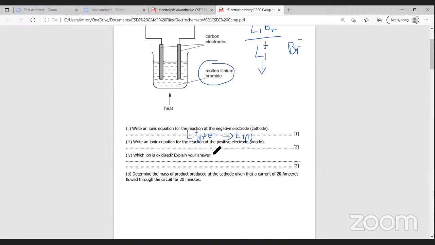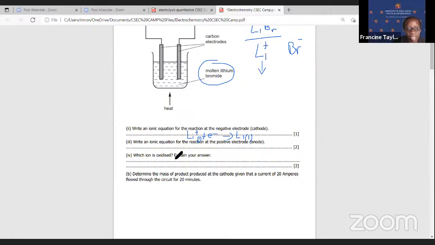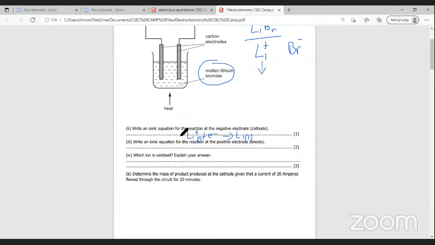Write the ionic equation for the reaction at the positive anode. Let's see if people are getting the positive anode. Christine, watch your state symbols there. They'll all be liquid, not aqueous. Aqueous would give very different products. Anybody? No responses yet for the anode.